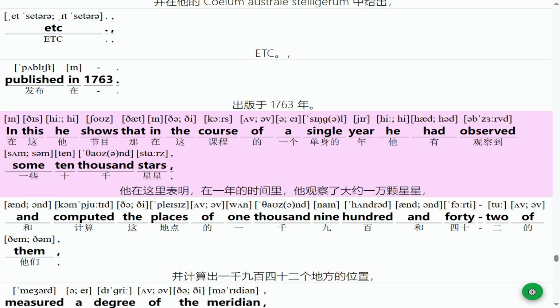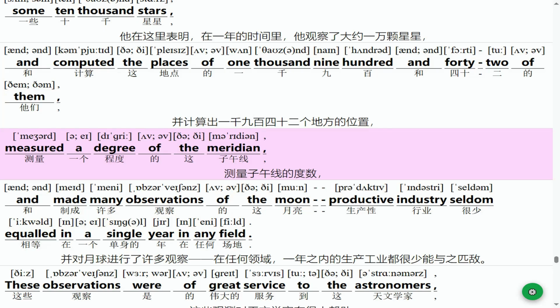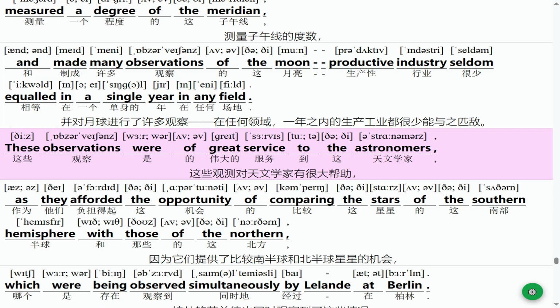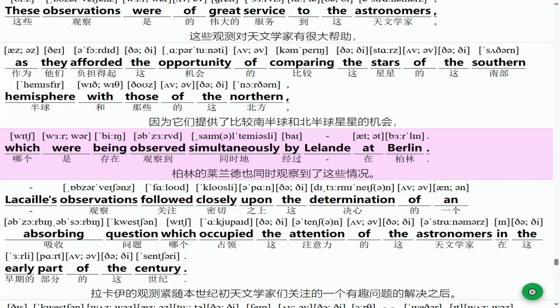In this he shows that in the course of a single year he had observed some 10,000 stars, and computed the places of 1,942 of them, measured a degree of the meridian, and made many observations of the moon, productive industry seldom equaled in a single year in any field. These observations were of great service to the astronomers, as they afforded the opportunity of comparing the stars of the southern hemisphere with those of the northern, which were being observed simultaneously by Lalande at Berlin.